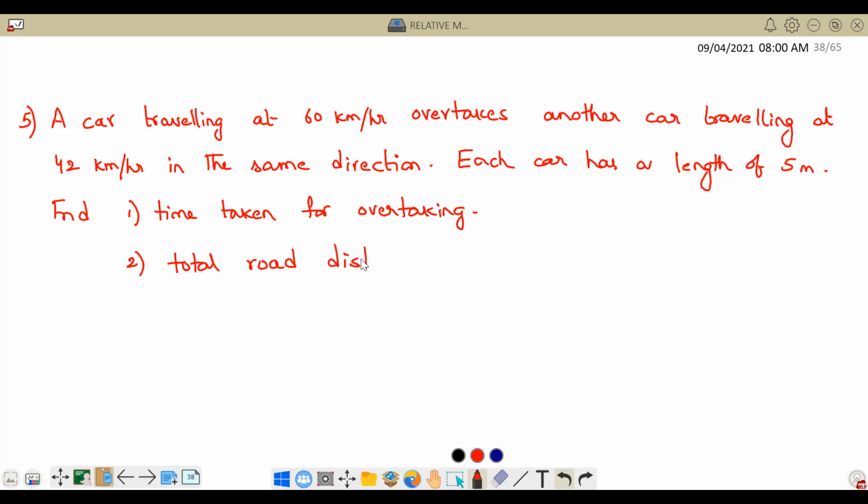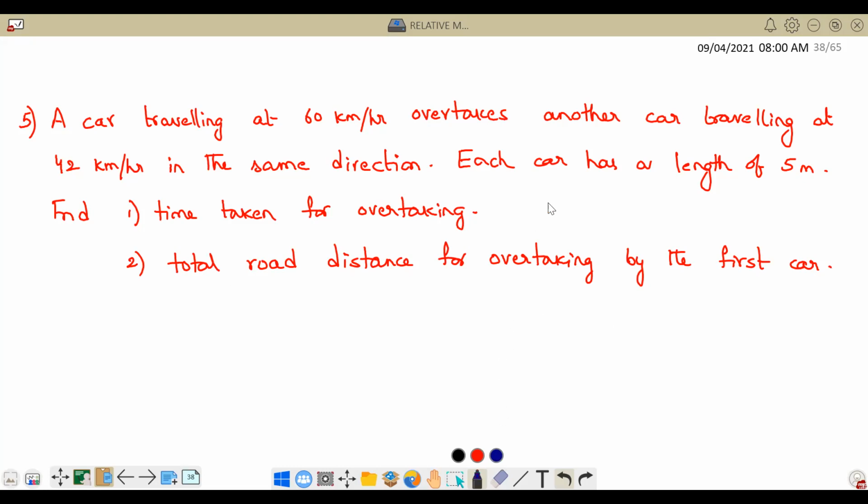This is very important. The total road distance for overtaking by the first car. Are you understanding it? Okay. The total road distance for overtaking the first car.